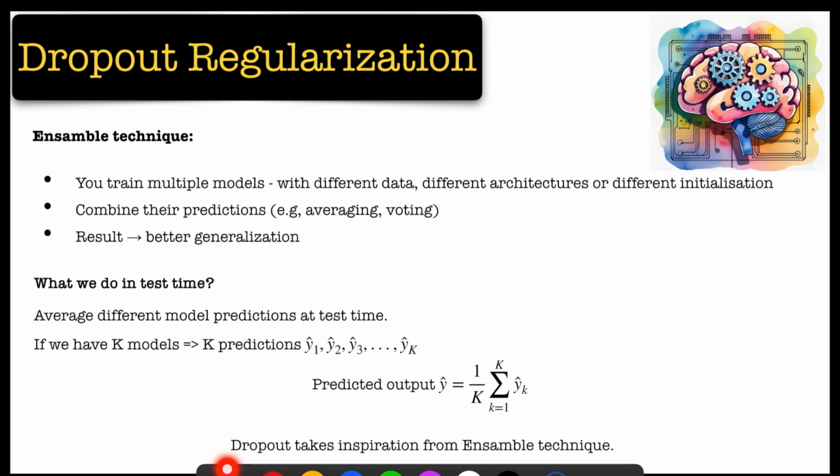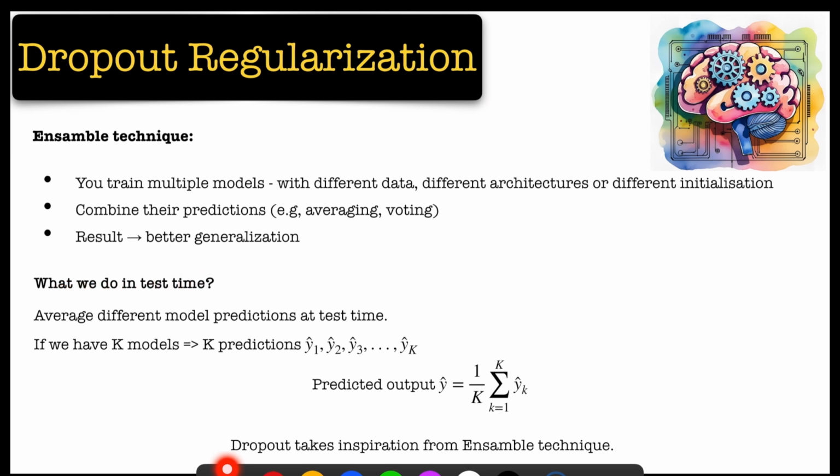I'm sure you must have heard about the ensemble technique in machine learning. If not, I'm giving a quick description here. In the ensemble technique, we train multiple models with different data, different architectures or different initializations. Then we combine their predictions, either by averaging or taking votes, and the result is that we get better generalization.